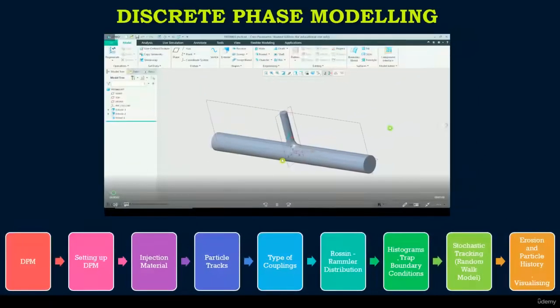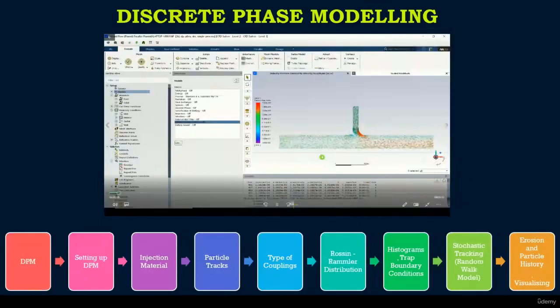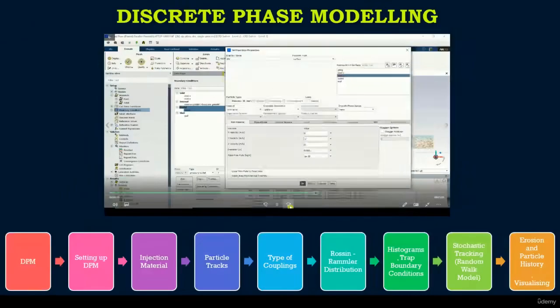The next project focuses on understanding the discrete phase modeling technique in ANSYS Fluent. In this project, we will learn the procedure to set up a discrete phase model. We will learn what is injection. We will learn the process to inject a material in the domain. We will understand the procedure for evaluating or representing the particle tracks. We will see what are the different types of coupling options in discrete phase model. We will understand the Rosin-Rammler distribution.